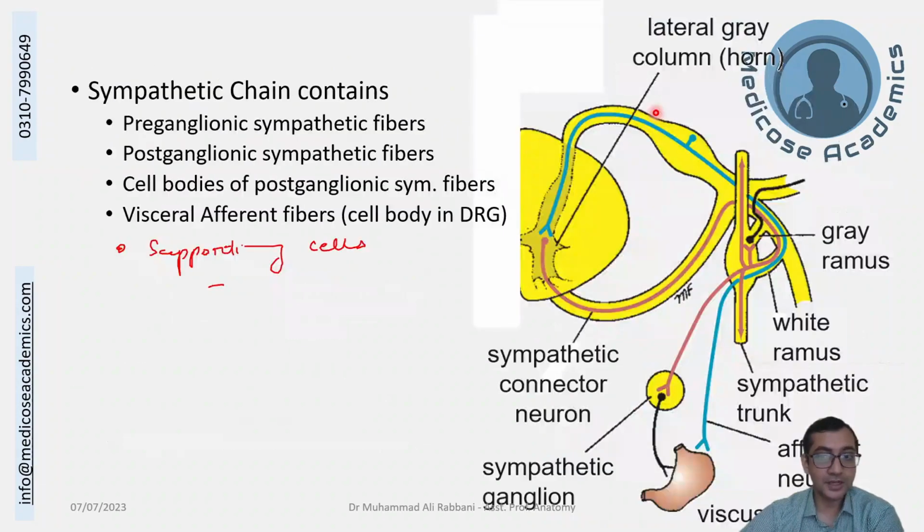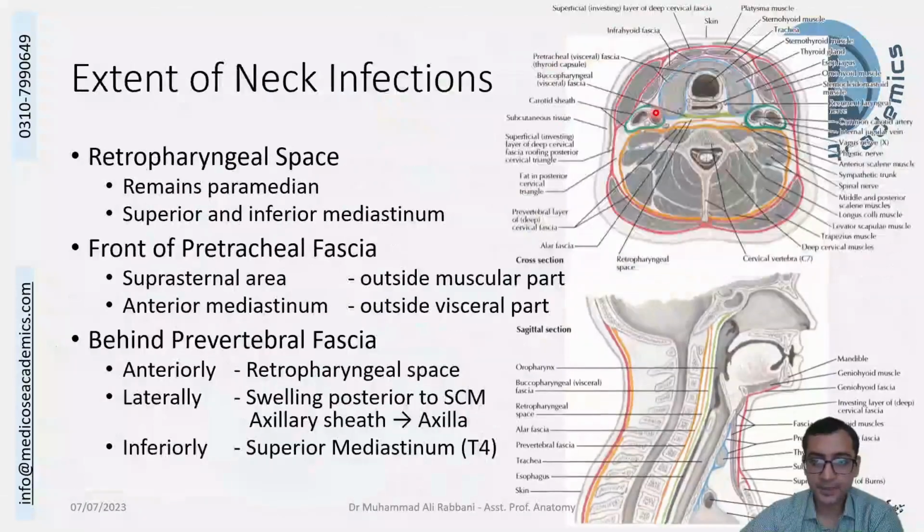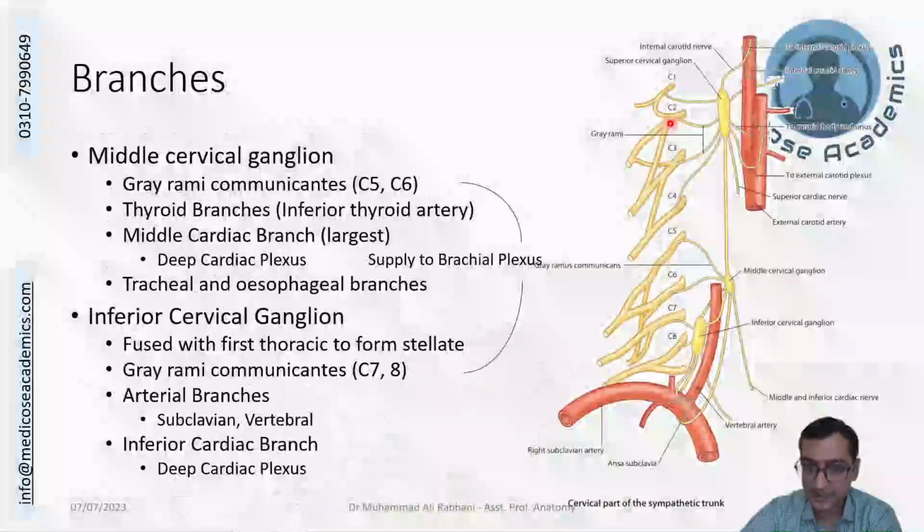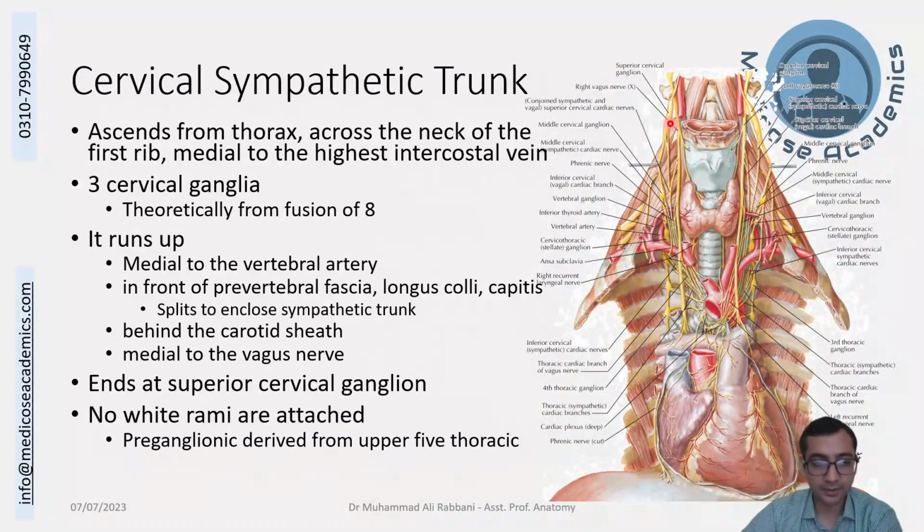Let me change slides. Here you see that the sympathetic chain lies in front of the prevertebral fascia, so it lies outside the prevertebral space. It is medial to the vagus nerve, and it ends in the superior cervical ganglion. Okay, this is the sympathetic chain.